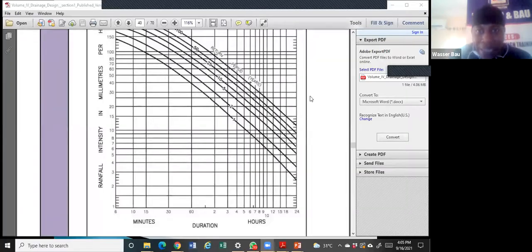If you come to your IDF curve, which is the rainfall data, you notice that the shorter the rain, the higher the intensity. In German standard, they use not more than 15 minutes maximum. And let's say it's a 2-year rain, a frequency of 2 years. The 2 here is about 120, and the 10 minutes is about 140.